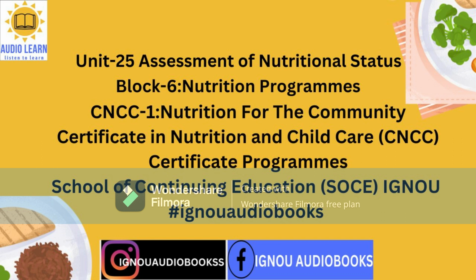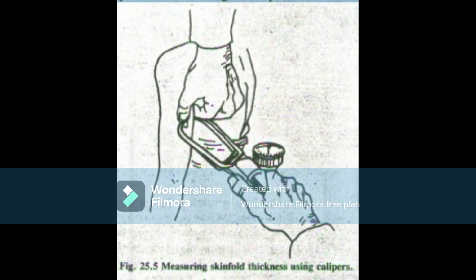How do we measure skin fold thickness? Skin fold calipers like the one shown in figure 25.5 are used for measuring skin fold thickness. The best site for skin fold measurement, especially in children, is over the triceps, a muscle found in the upper arm region. The skin fold measurement requires more training and expertise than measuring weight and height.